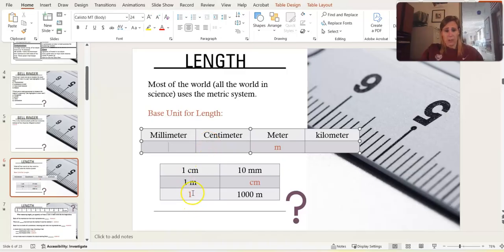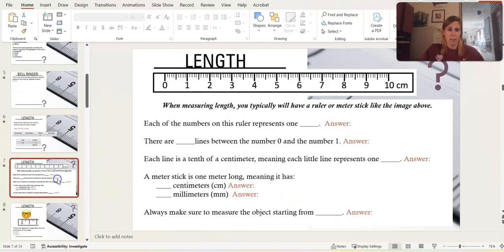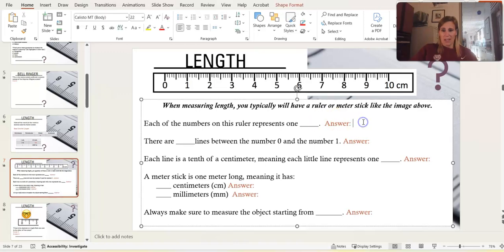Okay, this one, you guys are going to fill in a unit here. So we can see centimeter, meter, and then you guys are going to fill in that blank here. This one, we're looking for the numbers, so you guys are going to fill in that blank. Okay. When measuring length, you typically will have a ruler or meter stick like the image above. Each of the numbers on this ruler represents, so that's the 0, 1, 2, 3, 4. So what is that if we're using the correct system of measurement? Okay, you're going to answer after right here. You don't have to put anything in the blank.